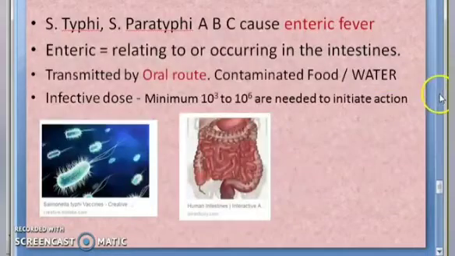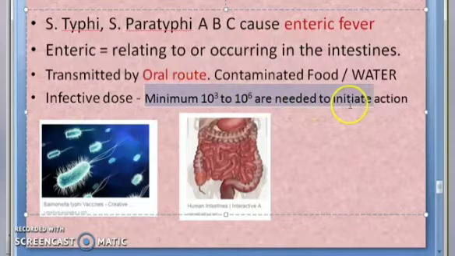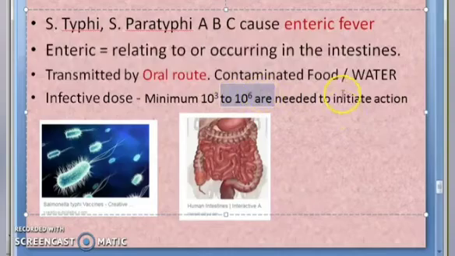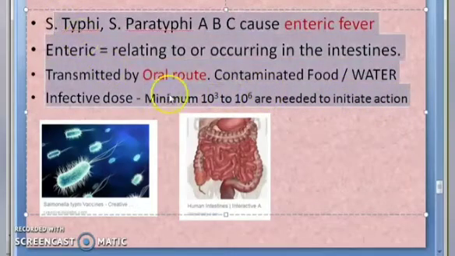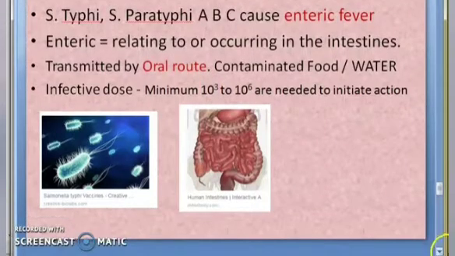Now, one more thing I forgot in the previous slide here. Infective dose: minimum 10 power 3 to 10 power 6 are needed. Okay. So 10 power 3 means what? 1000. You need at least 1000 Salmonella bacteria to come into you. Okay. 10 power 6 is again 10 lakhs. So that much is required. Just remember, at least 1000 bacteria should enter you. Okay, so we are moving on to the next slide here.